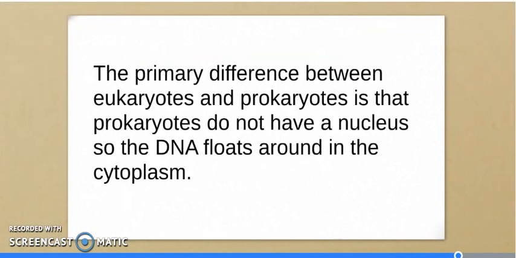The primary difference between a eukaryote and a prokaryote is that the prokaryotes do not have a nucleus, so the DNA floats around in the cytoplasm.